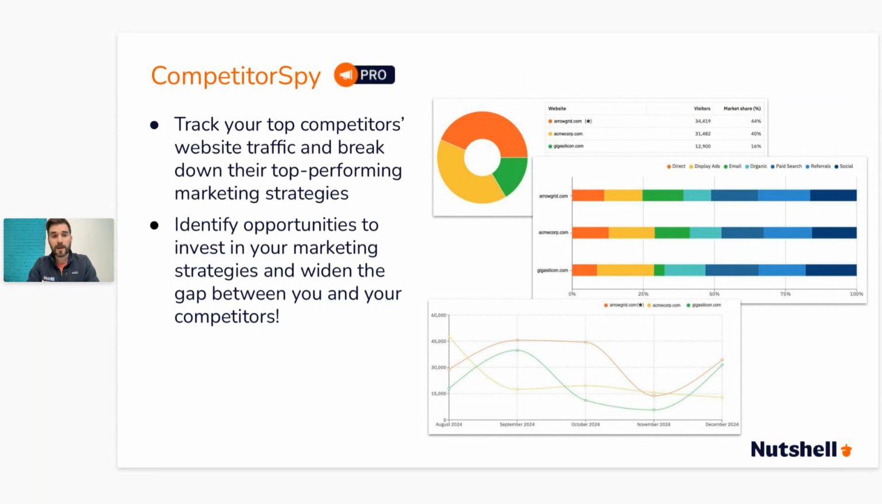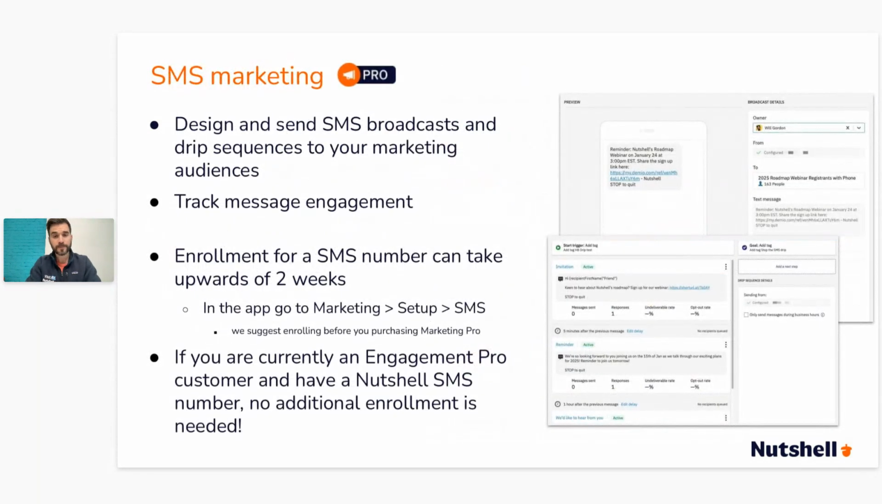Competitor Spy, like I mentioned, we launched this feature in beta as Competitor IQ a couple of years ago. Now it's coming back with a little bit more firepower, but essentially you can use this tool to track your top competitors' website traffic and break down where they're getting their traffic from, and then also identify strategies. Hey, if they're participating a lot in paid search or organic search or social media, you can identify where they're getting their traffic and try to figure out your marketing strategies moving forward on how you can get better qualified traffic to your website, which overall leads to a better pipeline.